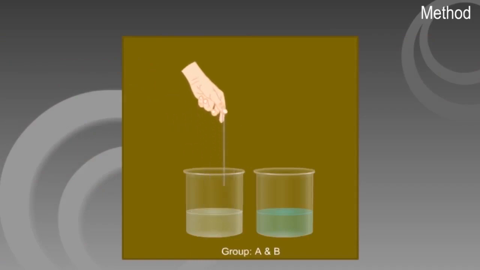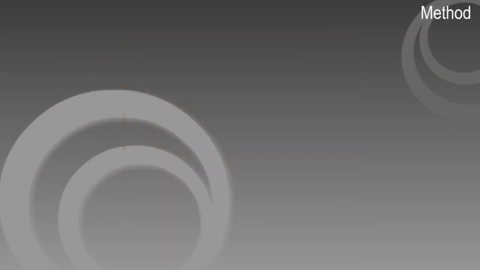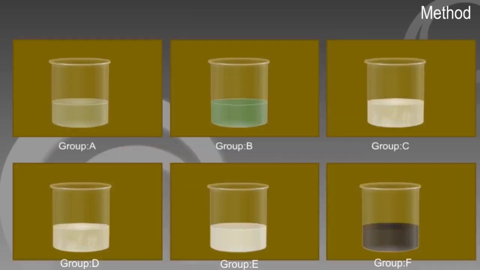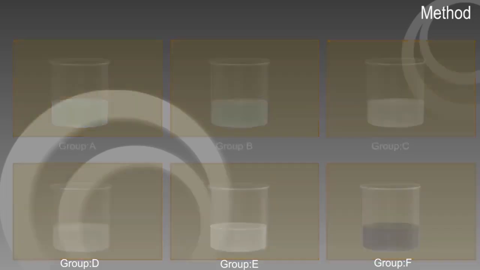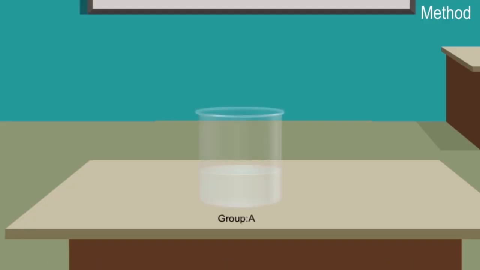Tell all the groups to prepare the mixture in water by stirring thoroughly with the glass stirrer. Tell each group to make the following observations. Are the particles of the mixture visible to the naked eye? Do the particles of the mixture tend to settle down after a few minutes? Does the path of light become visible in the mixture when a beam of light is directed on the mixture? Is there any residue left on the filter paper when the mixture is filtered?